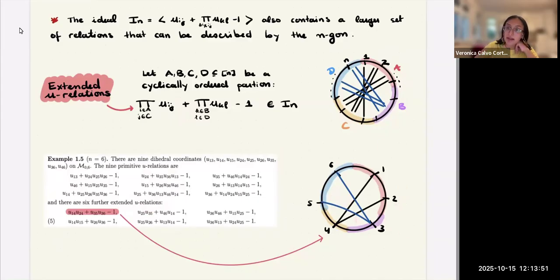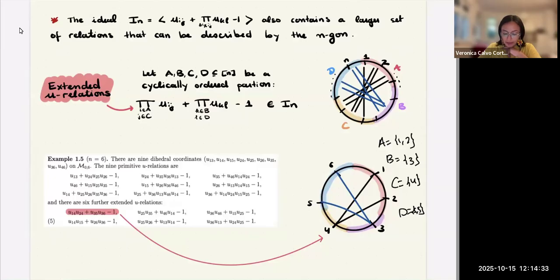So what happens if I take my cyclic partition to be, A is going to be 1, 2. Oops, sorry. So A is going to be the set 1, 2. B is going to be the set 3. C is going to be the set 4. And D is going to be 6, 5. And then in this case, the U relation that I get is exactly this one. So we get U14 times U12 plus U36 times U35 has to be equal to 1.